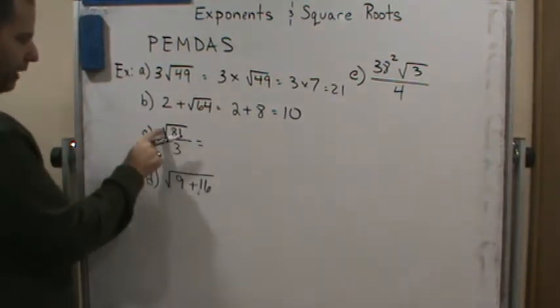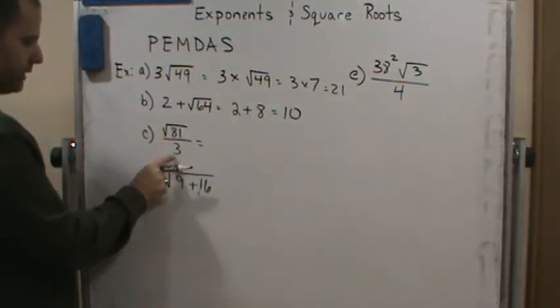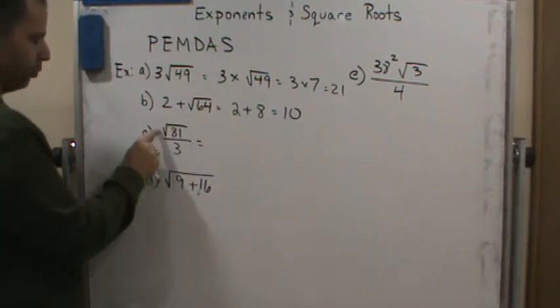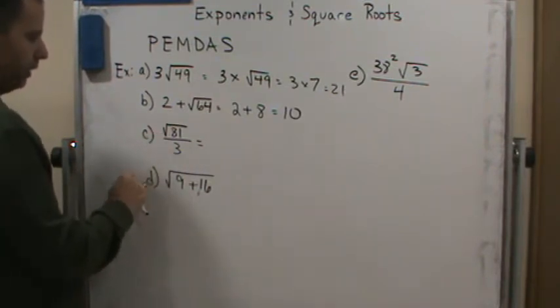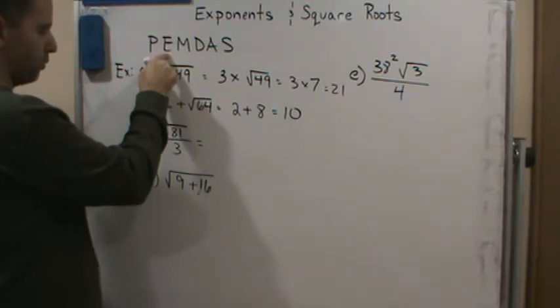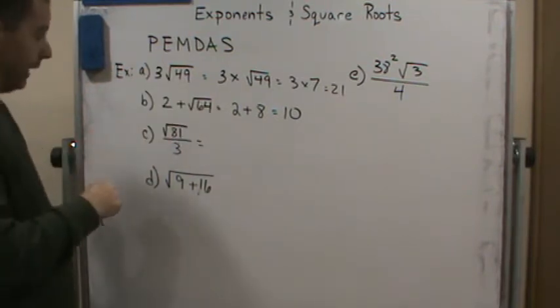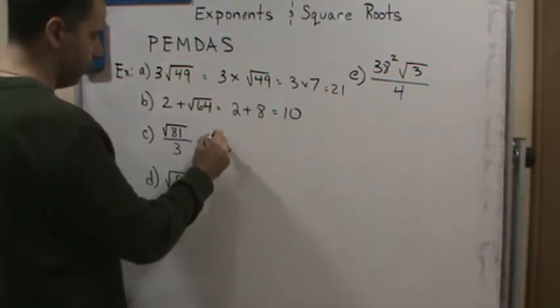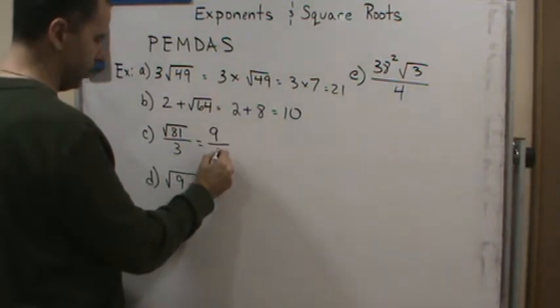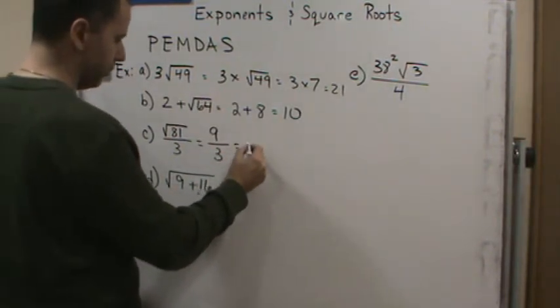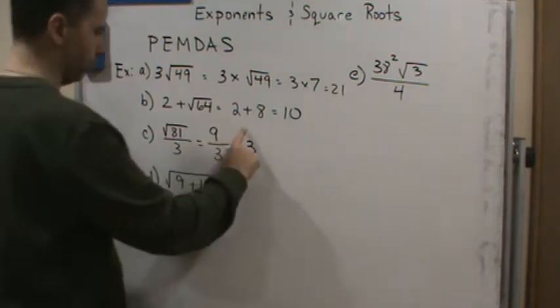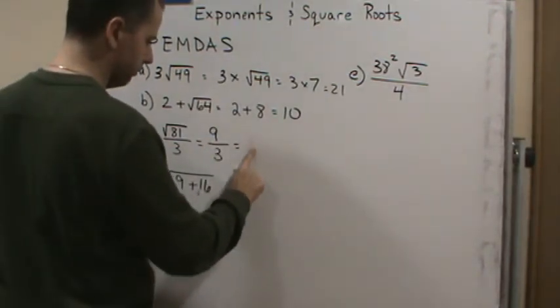And again, here we've got the square root of 81 divided by 3. So again, roots come before division. Okay, so again, exponents and roots are in the same line. So this would then be simplified to 9 over 3, which equals, 2. No, 3.